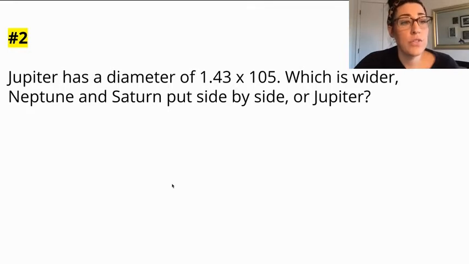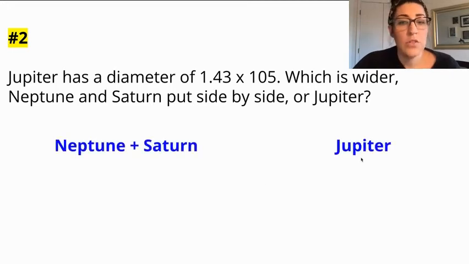So in question 2, we actually go ahead and do that. Jupiter has a diameter of 1.43 times 10 to the 5th, which is wider than Neptune and Saturn put side by side, or is it Jupiter? So let's do this comparison.